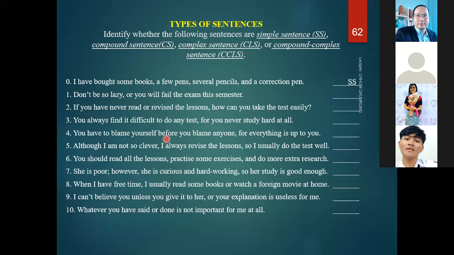I think it is a complex sentence. You have to blame yourself, one IC. Before you blame anyone, DC. Four, everything is up to you, IC. Chẳng IC pick DC mùi.